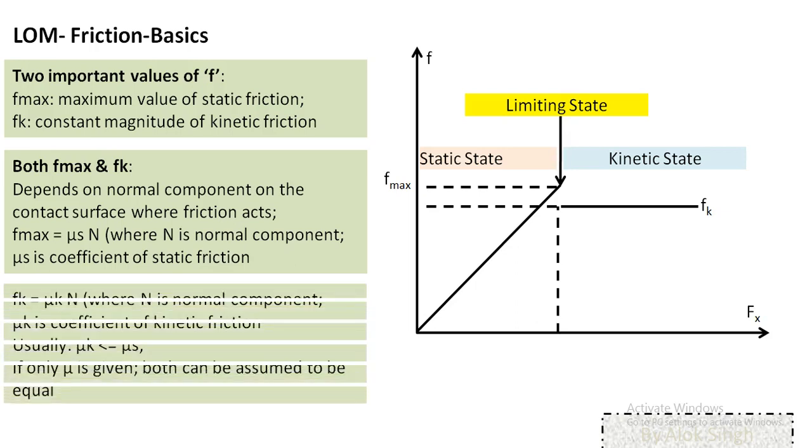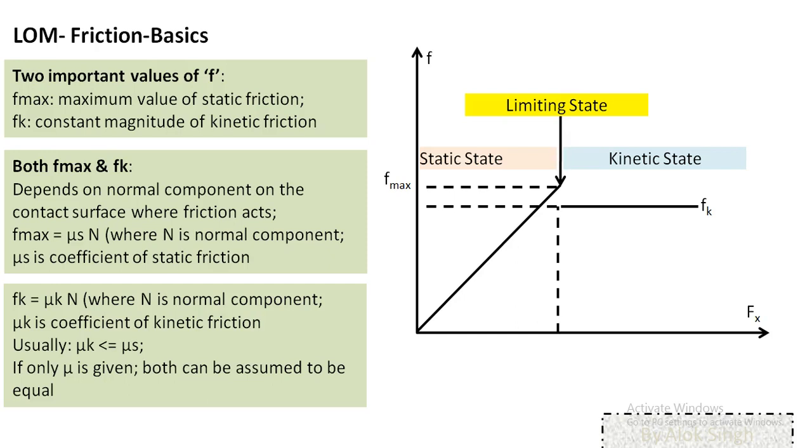And how about kinetic friction? The kinetic friction is in a very similar way. Fk is equal to mu k times N. N again is the normal component of the contact force, and mu k is called the coefficient of kinetic friction. In most cases, we will find mu k, the coefficient of kinetic friction, is smaller than the coefficient of static friction. And if only one value of mu is given, we can assume that both the coefficients of friction are equal. Mu k can be treated as equal to mu s.